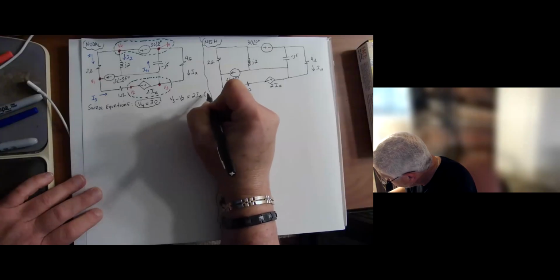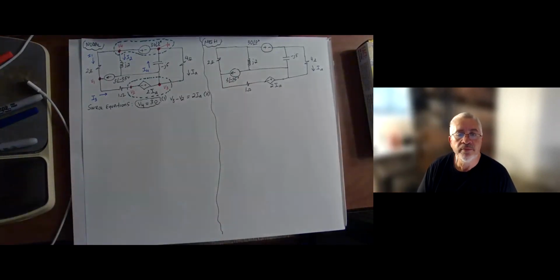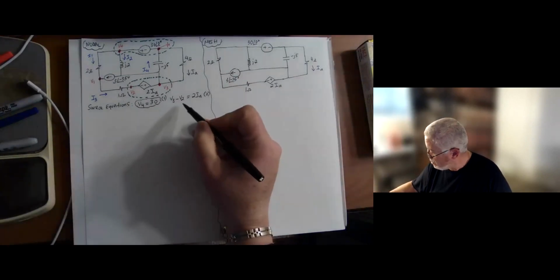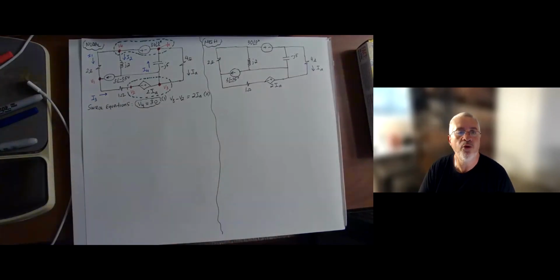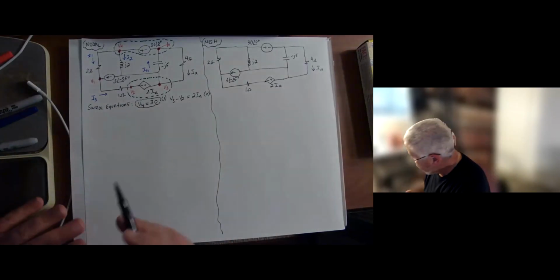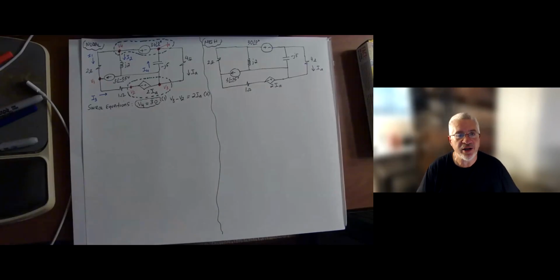Let's call this equation 1, and this equation 2. So that equation is not done. That's why I'm not boxing it in yet, because we still have to express IA in terms of the node voltages, basically. Okay. These are my source equations. They're actually the easiest equations to write.